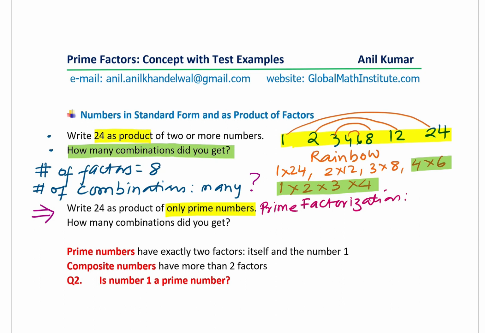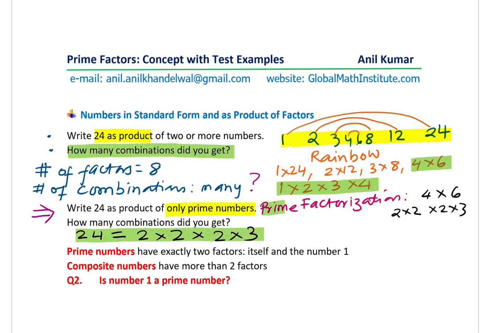Well, I will show you one way of doing it just now, and which is, let us say we are saying 4 times 6. Now 4 can be written as 2 times 2, and 6 can be written as 2 times 3. So we have written 24 as equal to 2 times 2 times 2 times 3. And in this particular case, we have only prime numbers. And this is what we call prime factorization. Is that clear to you? Now, how many of these are there? It is unique. It is the only way of writing.